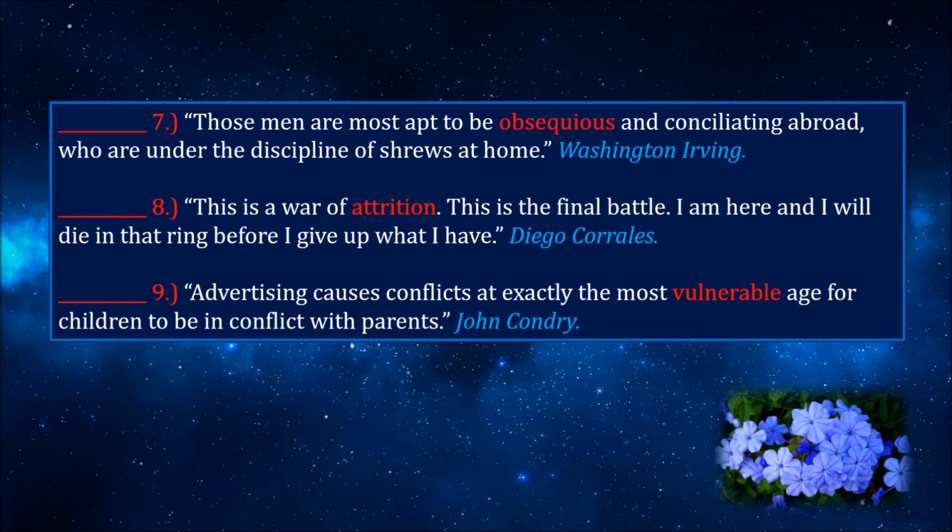So advertising causes conflicts at exactly the most vulnerable age of children, and this person is saying that it's a very vulnerable, very prone age for children. Is that a time really where the child should be in conflict with their parents? No, those are times that the parents want to nurture their child properly, right? And here's conflict right away. So advertising causes conflict at exactly the most vulnerable age for children to be in conflict with parents.